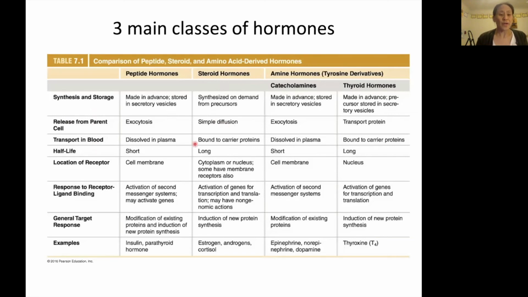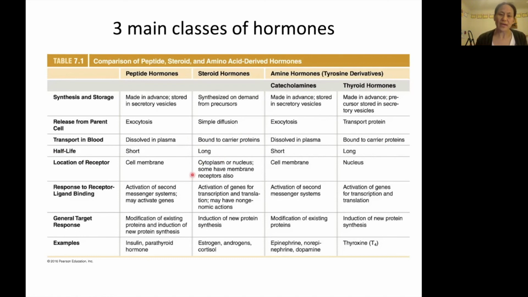They're transported in the blood bound to carrier proteins because they're hydrophobic. They need that carrier protein to help them dissolve more easily in the blood. As a result of that, they have a longer half-life. They've got that protection provided by the carrier protein that protects them from the enzymes that are going to degrade them.